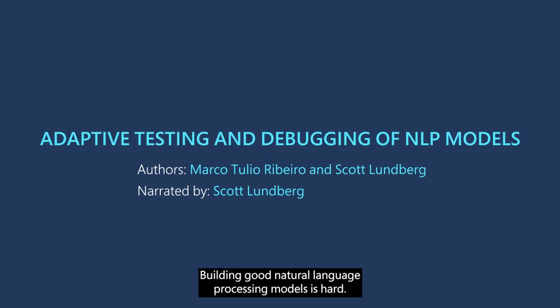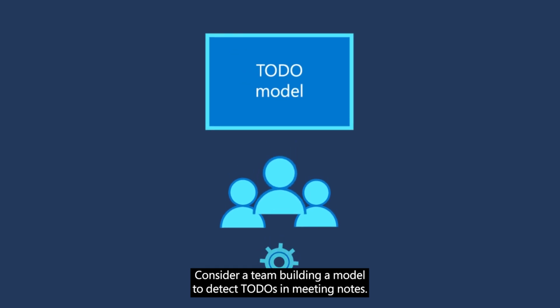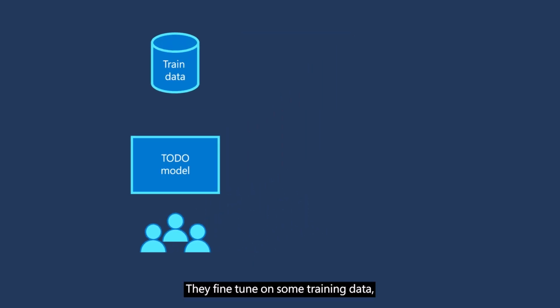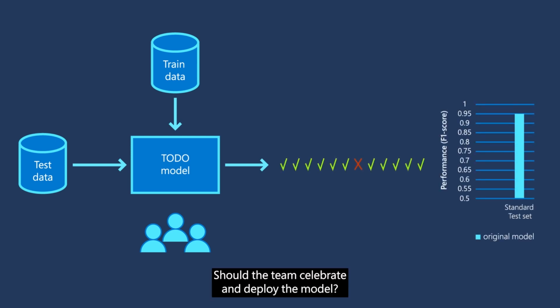Building good natural language processing models is hard. Consider a team building a model to detect to-dos in meeting notes. They fine-tune on some training data, then use held-out test data and get great accuracy. Should the team celebrate and deploy the model?